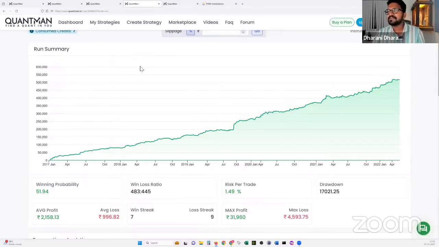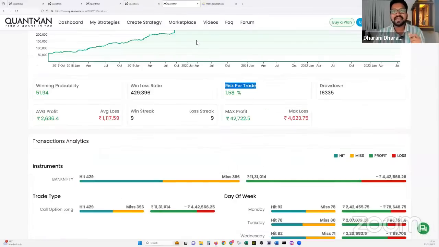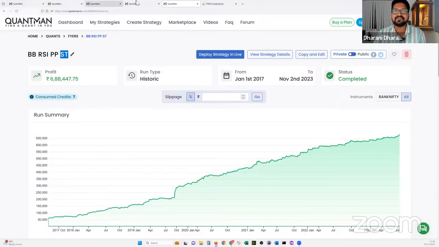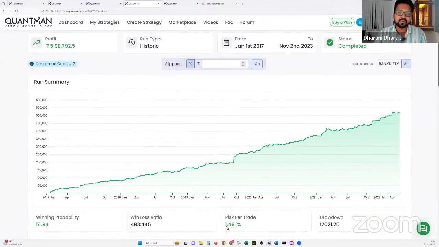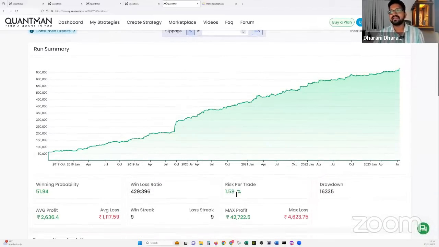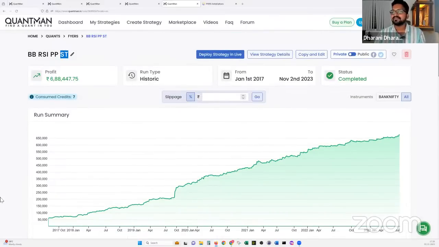Superb. Plus PP is best. Nice. Okay, so now on PP, we have this ST as well, super trend as well. I just changed my exit from Bollinger Band to super trend. From Bollinger Band exit 1.49 and super trend exit is 1.58. Now, which one is best? Obviously, super trend is the best.